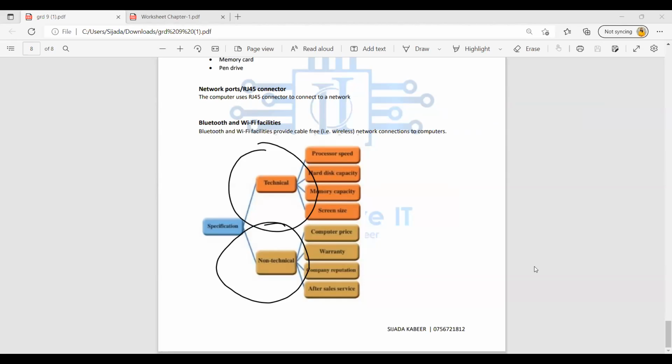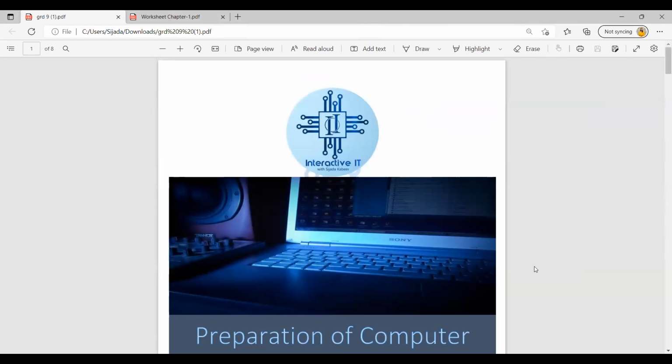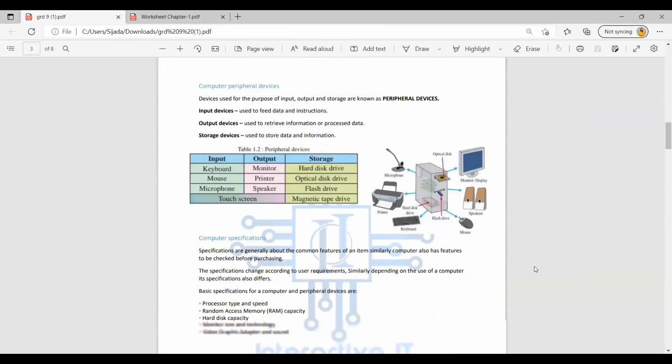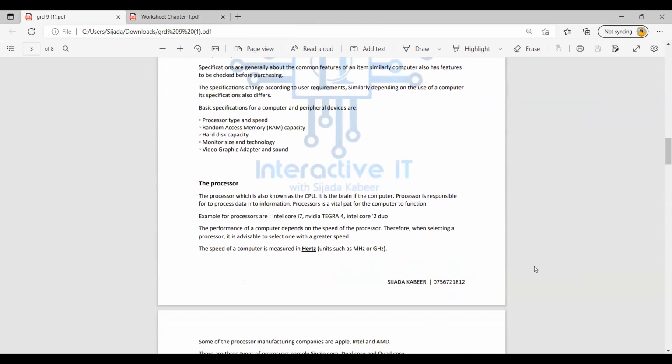Okay, so once you identify whether you're going to buy portable or non-portable, the second thing that you need to see is the specification. Specifications are classified into two, as technical and non-technical. Technical means what you see inside the computer. Non-technical means what you see outside the computer.